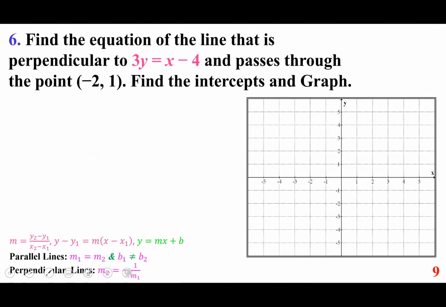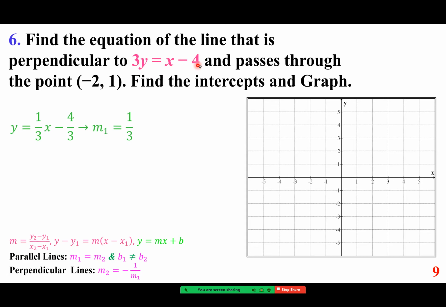We want to find the equation of a line that is perpendicular to this line and contains this pair, or passes through that one. So the process is to find the slope first for the given line, and to find the slope, all you have to do, divide by 3. If I divide both sides by 3, y becomes 1/3 x minus 4/3, and the slope is 1/3 for the given line. The line we are interested in is perpendicular to it.